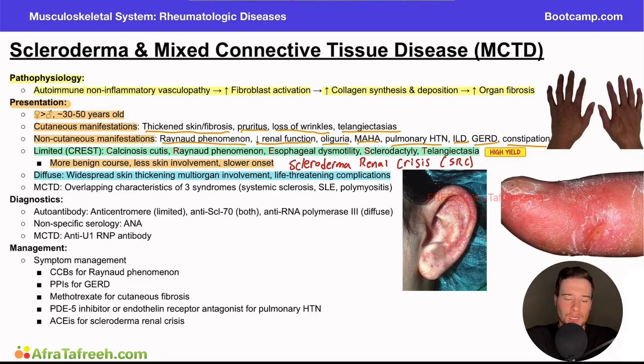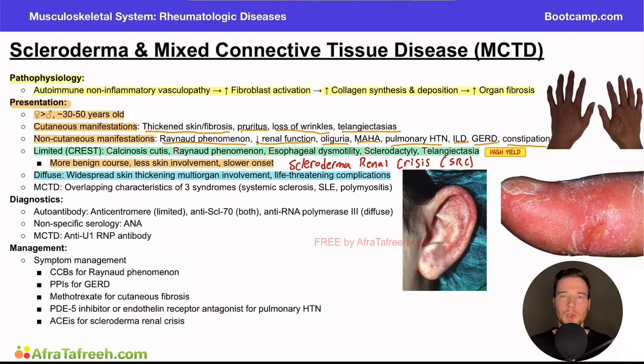patients might present with a lot of similarities, right? But in the limited form, it's a little bit more benign, a little bit more simple. When we start talking about diffuse systemic sclerosis, we're talking about life-threatening things. We're talking about multi-organ involvement. This can be the GI system. This can be the renal system. This can be the pulmonary system as well.